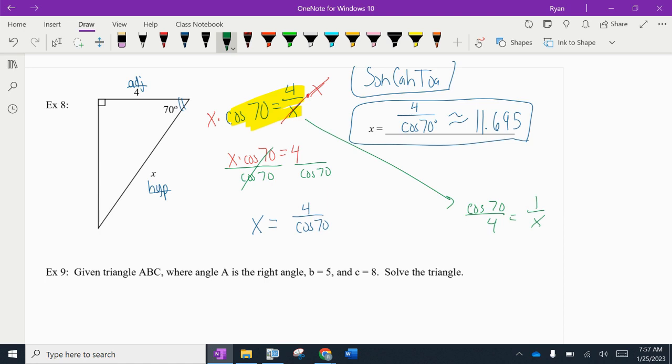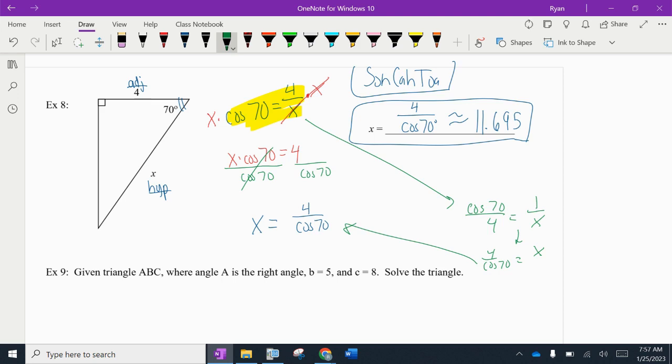So if you did that, then what you need to do is flip both sides. So then if you flipped both sides, you would get 4 over cosine of 70 is equal to x over 1, which would be x, which is the same thing that we have over there. So it's another way algebraically that you can make that thing happen.